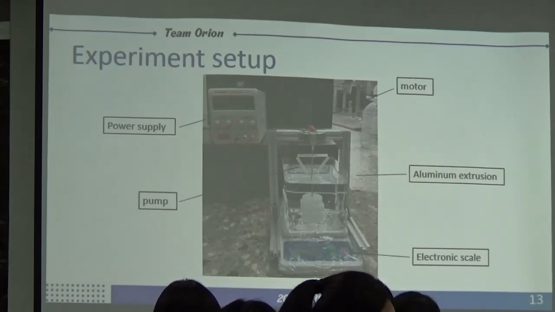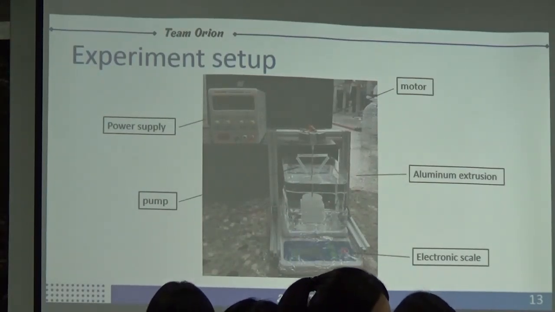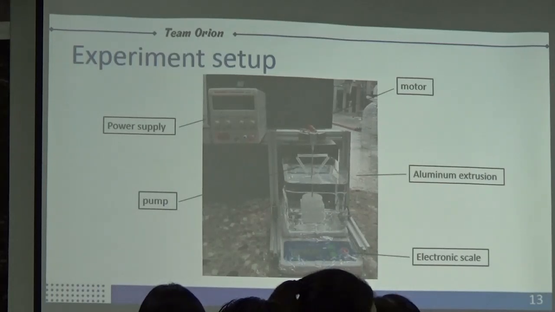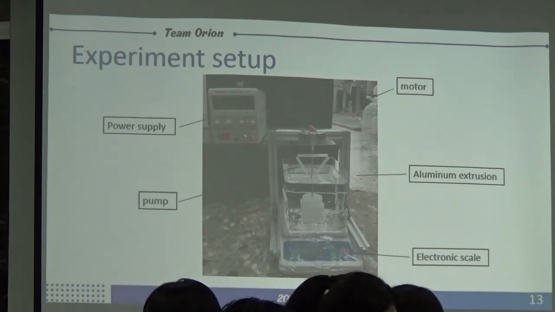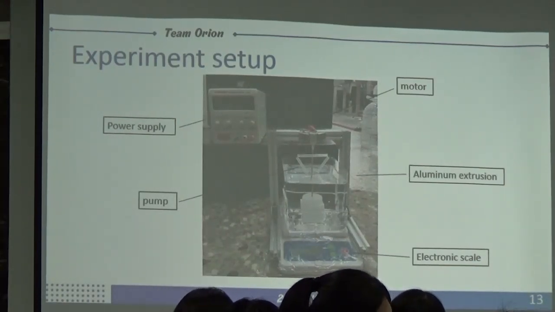And we connect the motor to the power supply and control the current and the voltage of the power supply to ensure that the angular velocity of the pumping screw is the same. And also we use a tracker to check every experiment to make sure that the angular velocity is the same in every experiment.